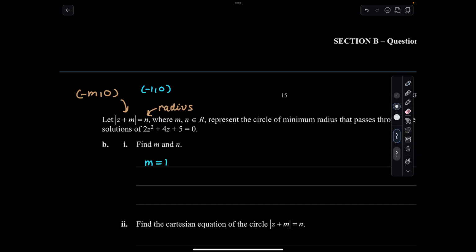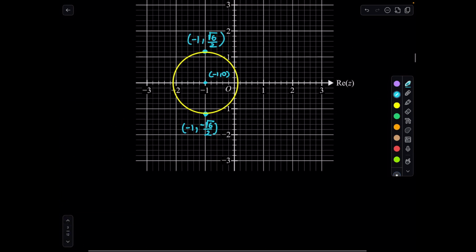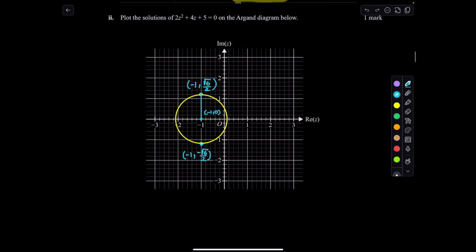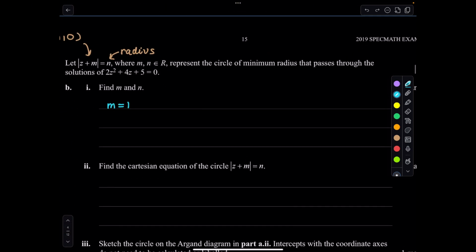Okay, what about our n value, which is our radius? Well, let's have a look here. What is our radius if it's over here? Well, it's easy because this is 0. Well, isn't this the radius? Well, the y value is root 6 on 2. That's your radius. Root 6 on 2. So, because 0 plus root 6 on 2. So your n value here is root 6 on 2. Done. There it is.